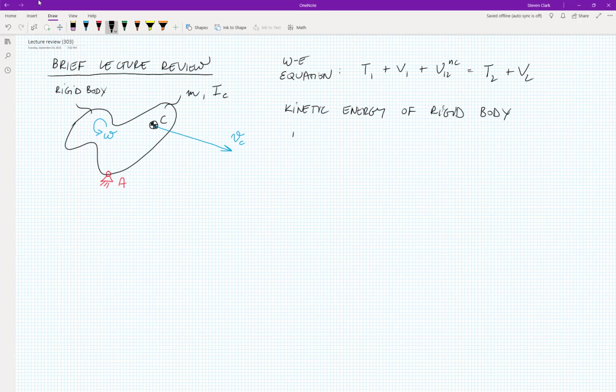And that kinetic energy is the following. T is equal to 1/2 m Vc squared plus 1/2 Ic omega squared. And this is exactly Koenig's theorem. This is the kinetic energy of a rigid body, or in some countries they call it Koenig's theorem.